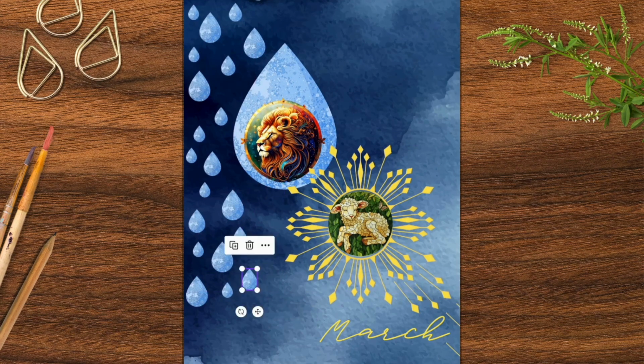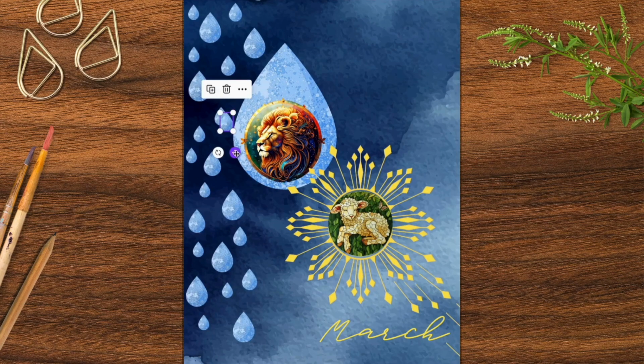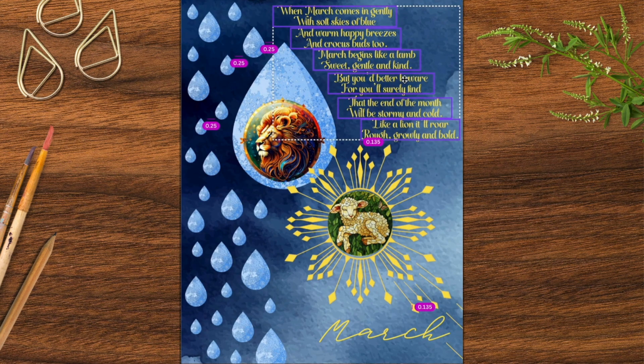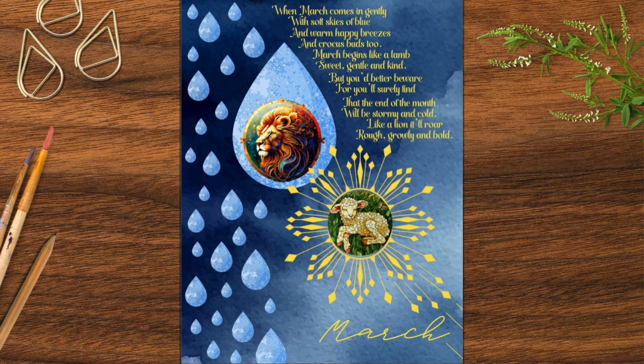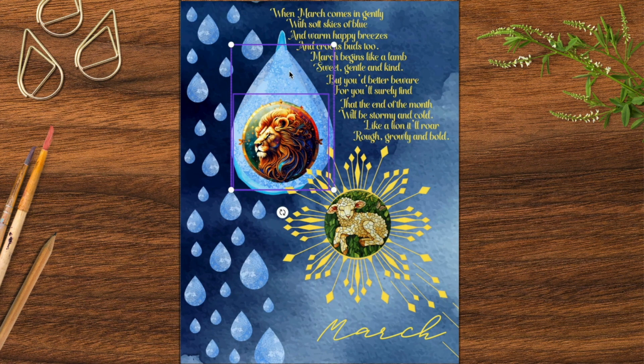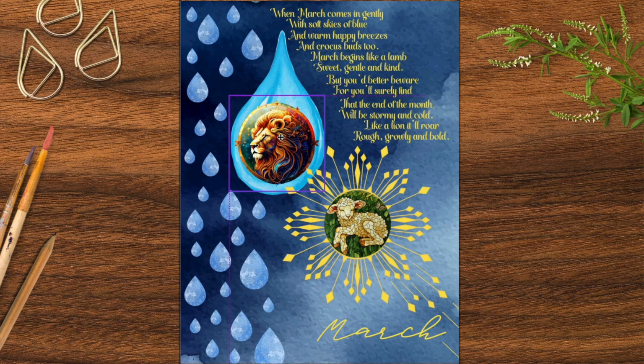I added a poem that described the theme. When March comes in gently with soft skies of blue, and warm happy breezes and crocus buds too, March begins like a lamb, sweet, gentle, and kind. But you'd better beware, for you'll surely find that the end of the month will be stormy and cold. Like a lion it'll roar, rough, growly, and bold.